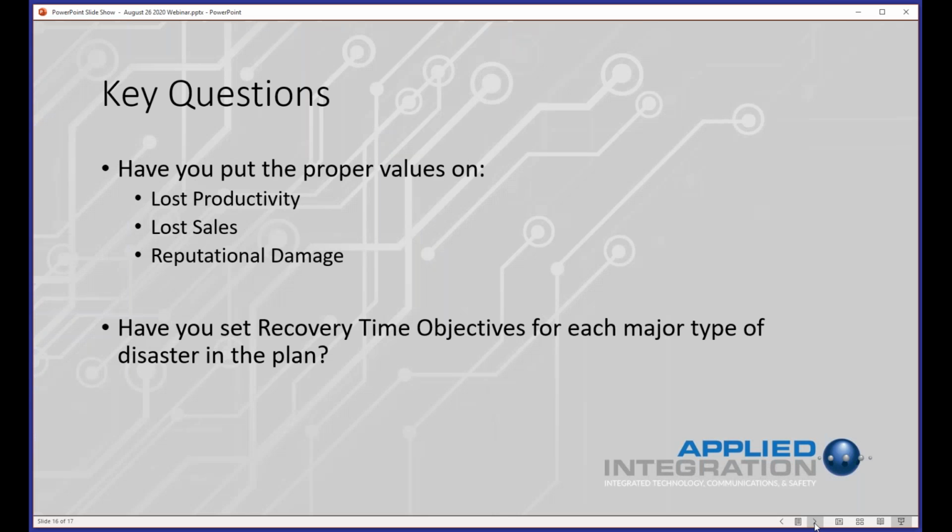So the final set of key questions I'm going to ask you is, have you put your own proper values on your lost productivity or your lost sales, your reputational damage? Those are going to have to be numbers that your business comes up with based on the type of business you are. And based on those values, have you set the proper recovery time objectives for each of the major things we've talked about in here?